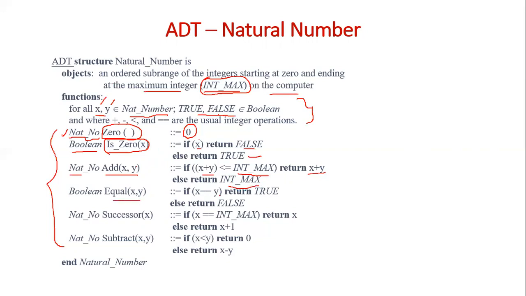Equals x, y checks whether two natural numbers are equal or not. If x is equal to y, it returns true, otherwise it returns false. Successor of x will return the natural number which comes after x. Here also it will check if x is equal to INT_MAX, the highest natural number, then it cannot return any successor. In that case, it will just return x. Otherwise, it will return x plus 1.